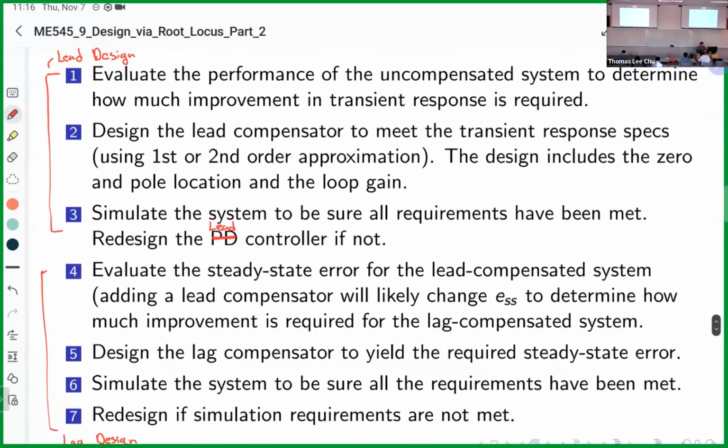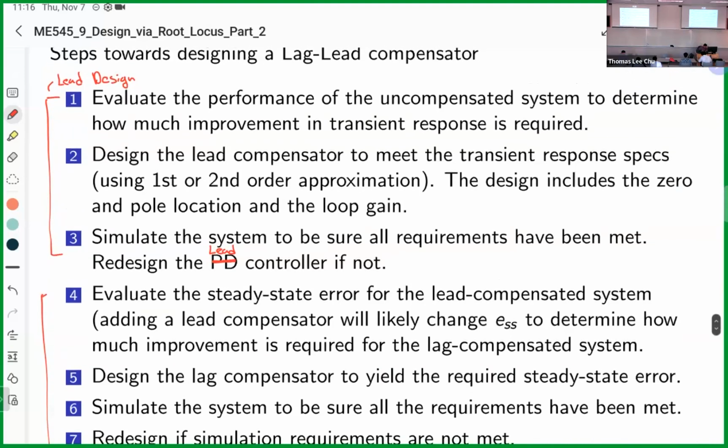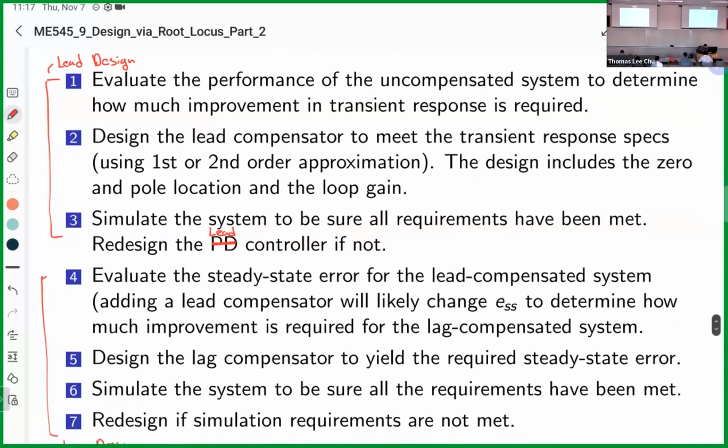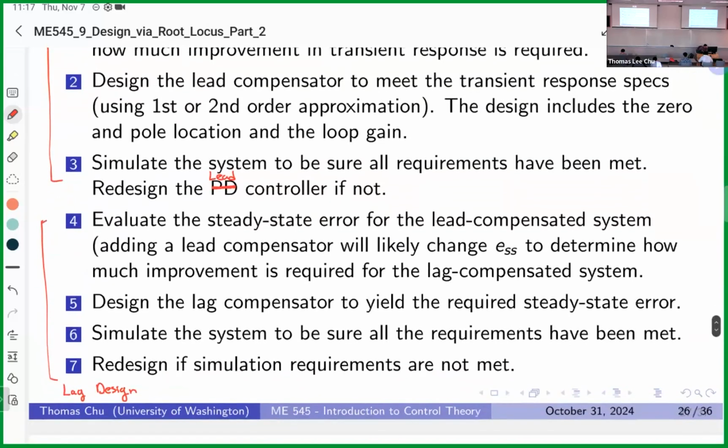Now, the steps for lag compensator design are actually more involved. The lead design is the same. We're trying to basically evaluate the performance of the uncompensated system. Then we design a lead compensator to meet the transient response specifications. The design includes a zero and pole location and the loop gain, so we're finding the lead gain as well. Then we want to simulate the system to make sure that all the requirements have been met and redesign the lead controller if not.